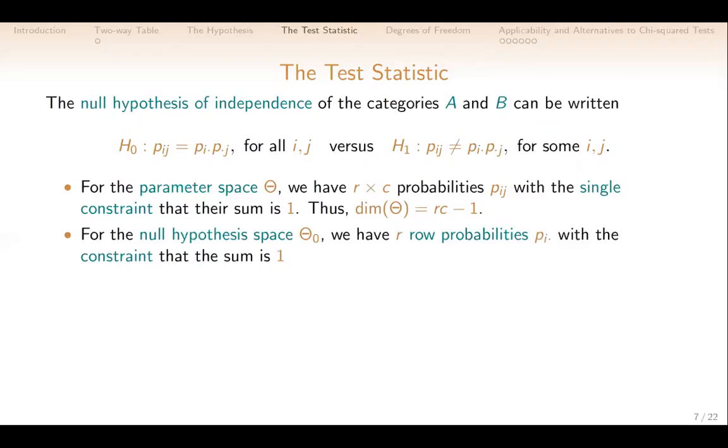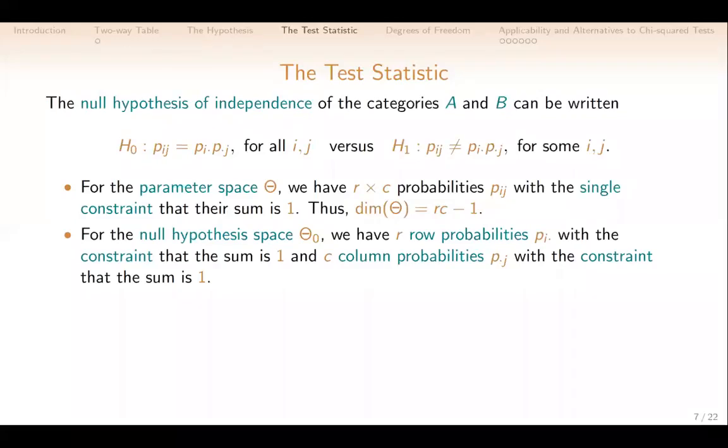And then under the null hypothesis, you have R row probabilities Pi with the constraint that the sum is 1. You have 2 rows, so that's 1. You have 4 columns with a constraint that the sum is 1, so that's 3. So 1 plus 3 is 4, which is the dimension of the null space.